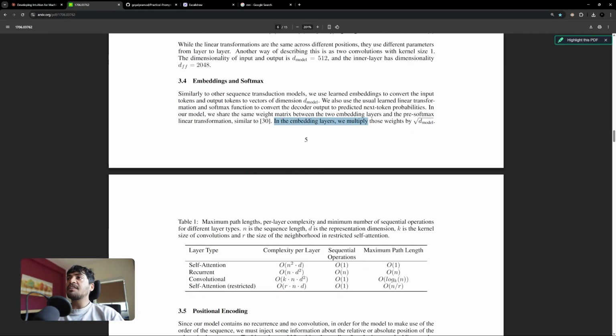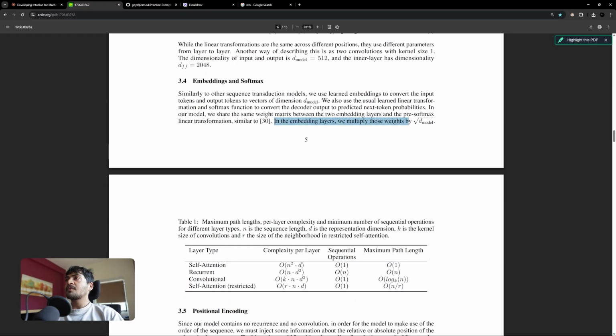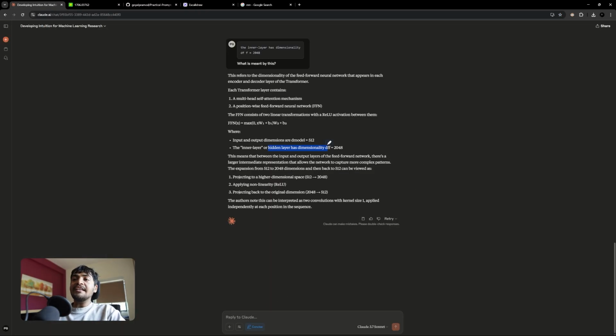In the embedding layer, we multiply those weights by the square root of D model. So they're basically saying how the embedding layer was made, and they are using the same embedding layer weights. They do not change the weights between the encoder and the decoder, and the embeddings are always multiplied by the square root of D model. I'm not sure why this is done. So what do we do? We shamelessly go back to our LLM and ask why this is done.